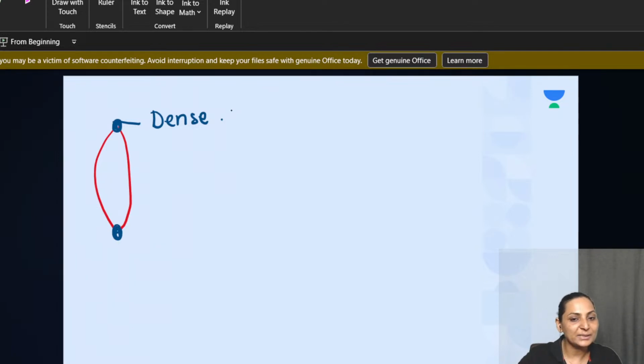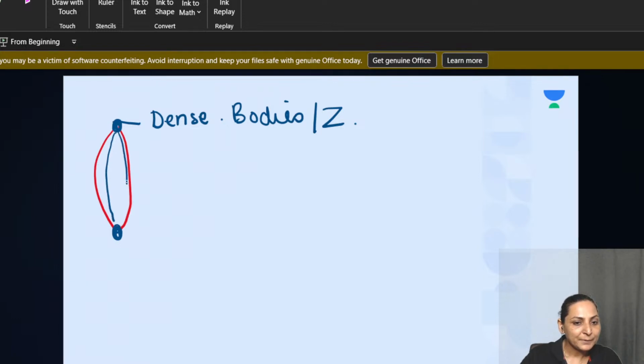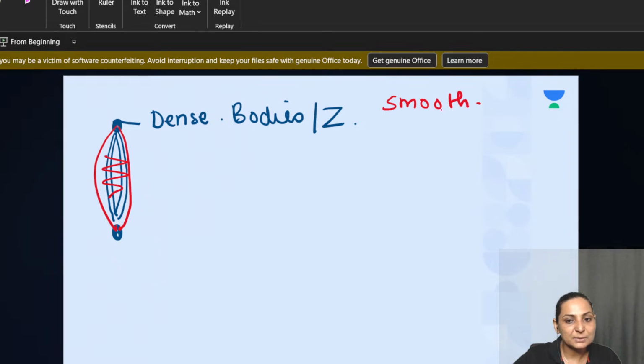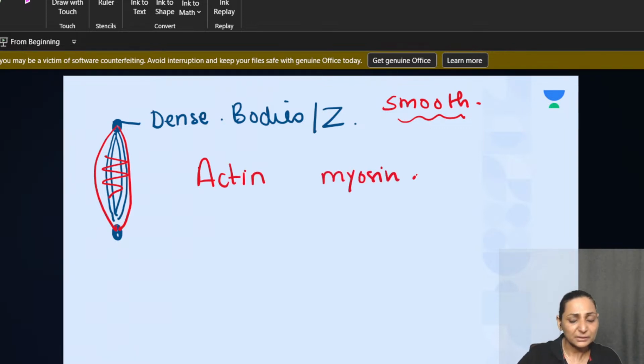What is present? Dense bodies are there which replace the Z lines, because this is the site for attachment of the actin. You can see that actin is attached from all the sides, and here in the center you have the myosin. Another important thing when we cover the smooth muscles, which is very interesting: the skeletal muscles also have actin and myosin, right?